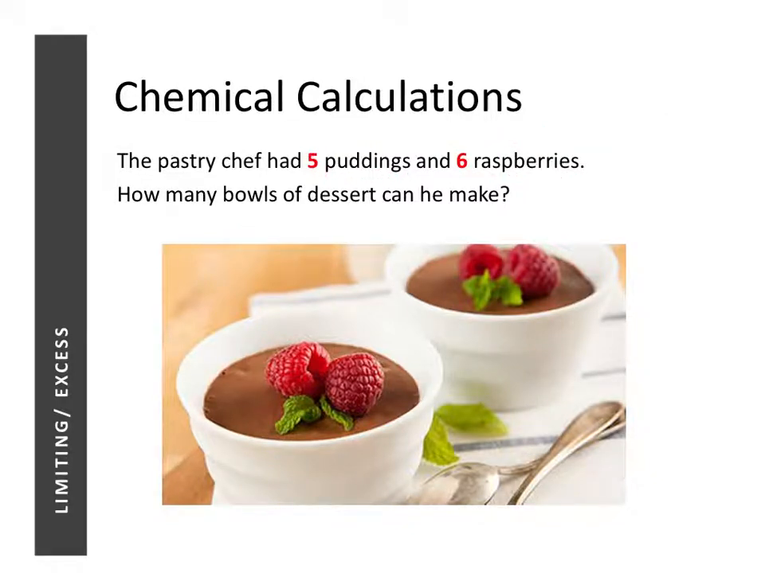Now one more example. In this example, the chef has 5 puddings and 6 raspberries. How many bowls of dessert can he make? Again, the answer remains as 3. Why is it 3 even though we have more puddings now? It's because we only have 6 raspberries, so we do not have enough raspberries to make more bowls of dessert. So now the raspberries is your limiting reagent, whereas the puddings is in excess. We have too much of puddings, too little of raspberries.